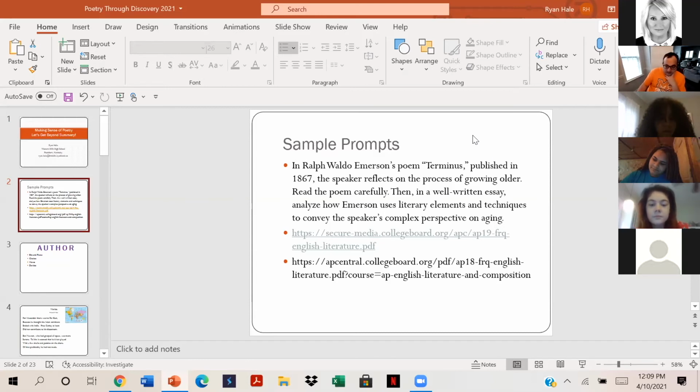Okay. In Ralph Waldo Emerson's poem Terminus, published in 1867, the speaker reflects on the process of growing older. Read the poem carefully, then in a well-written essay, analyze how Emerson uses literary elements and techniques to convey the speaker's complex perspective on aging.